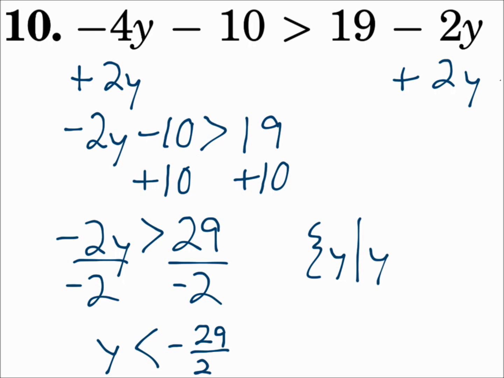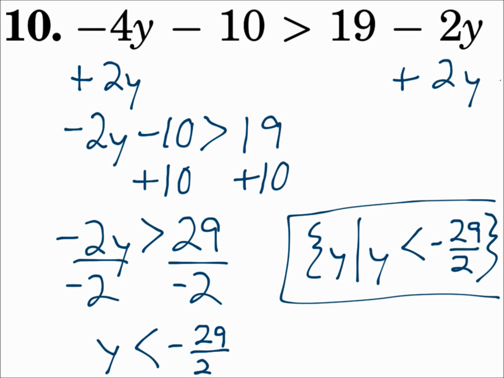So all y is such that y is less than negative 29 halves. Remember there at the end, since we divided by a negative, we had to flip that sign around.